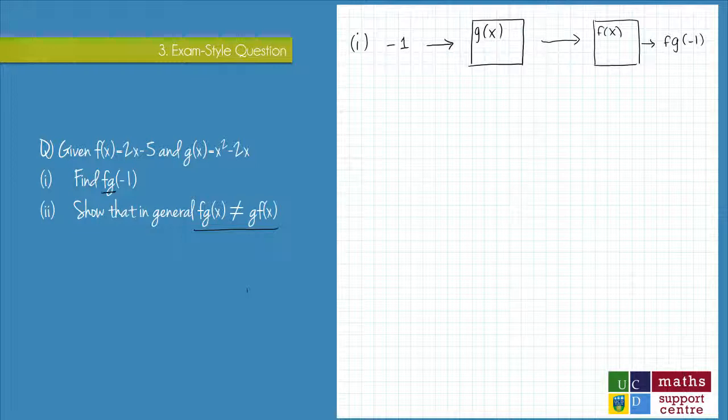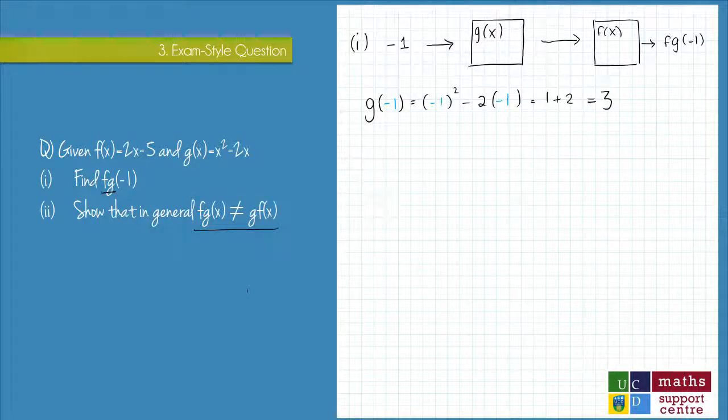So the first part then will just involve subbing in -1 into g of x. So we're looking for g of -1. Now g of x is just equal to x squared minus 2x. So we're just subbing in -1 for x. And what does that give us? -1 squared is 1, -2 by -1 is +2. So the output is 3.